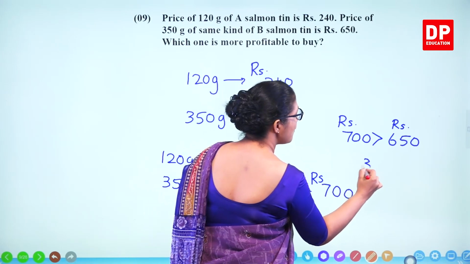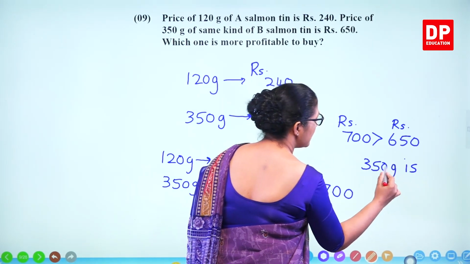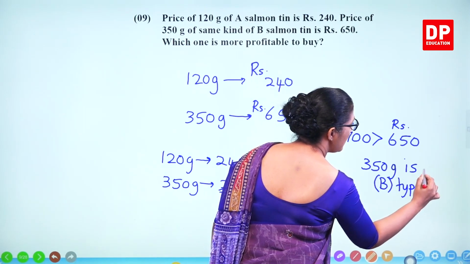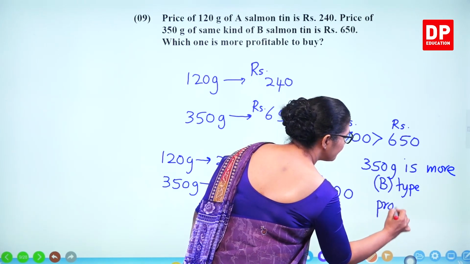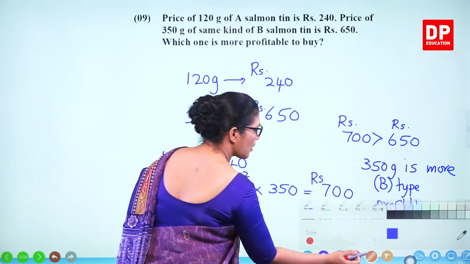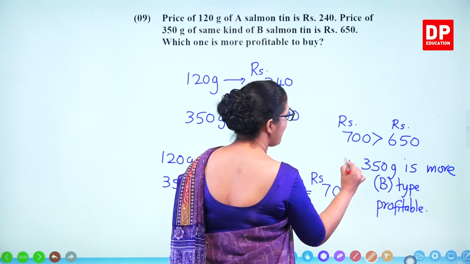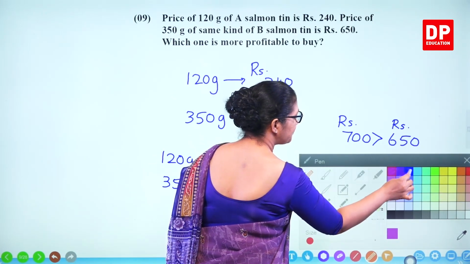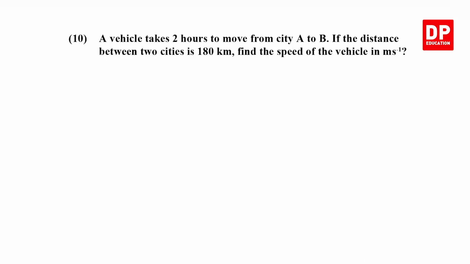So, 350 grams is, that means B type. That means B type is more profitable to buy. So, you get 2 marks. Identifying which one? 1 mark and finding the values, method mark 1. 2 marks altogether.